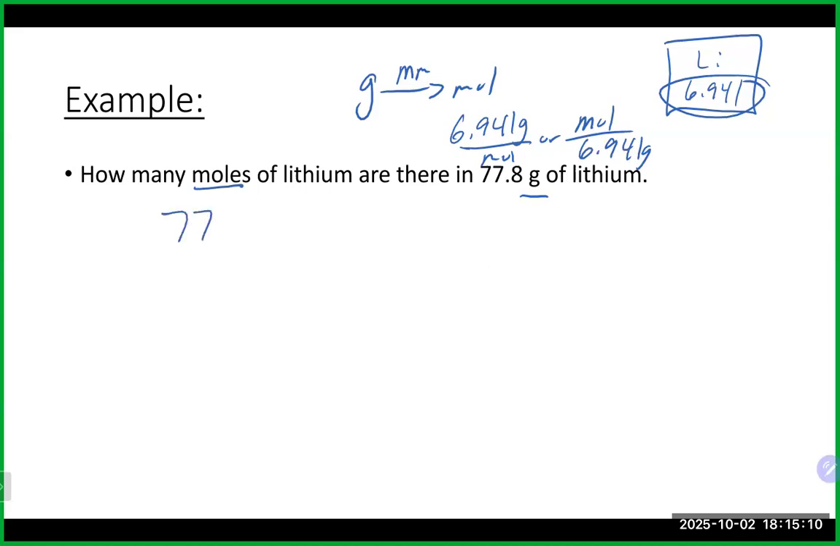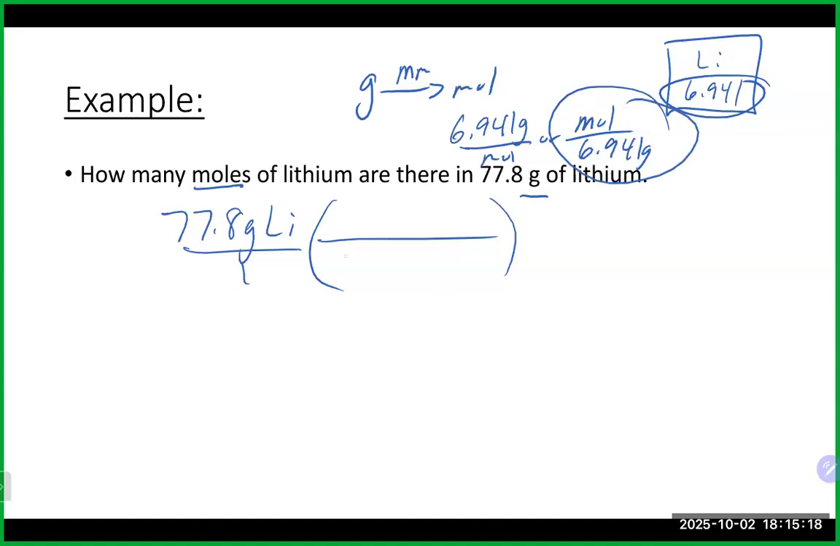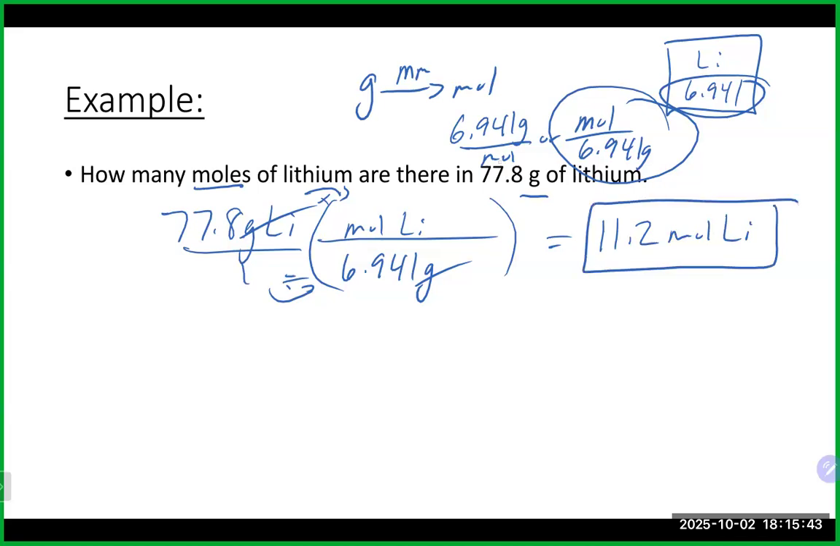So setting this up, 77.8 grams of lithium. Once again, grams up on top, so opposites cancel. We want to go that way with it. Moles of lithium and 6.941 grams. Again, multiplying the top and dividing the bottom is going to cancel out our grams. We will end up with 77.8 divided by 6.941, which is 11.2 moles of lithium in this case. Also 3 sig figs based off of the original number. Any questions on that one?